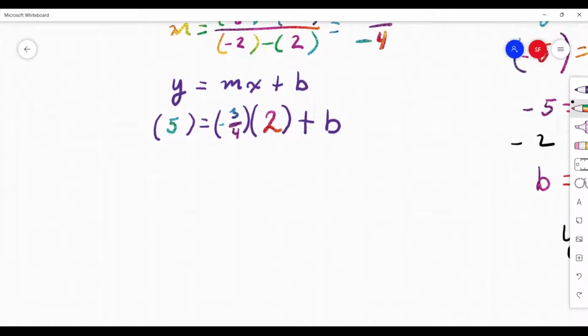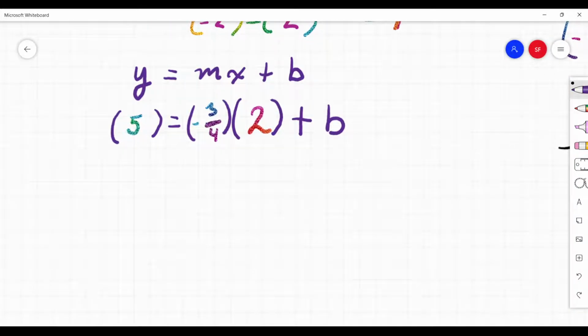So now what? We would multiply the -3/4 times the 2. Okay, so what's -3/4 times 2? -3 halves. Negative. And does -4/3 work too?